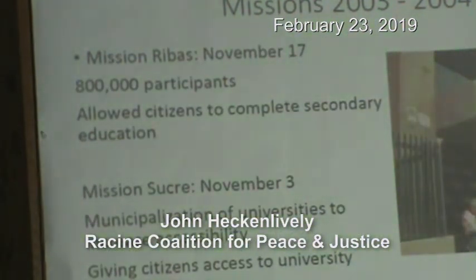Mission Ribas was another education program, and that allowed citizens to complete high school. And then Mission Sucre allowed huge numbers of people, hundreds of thousands, to go to college. Part of it was that they municipalized colleges. They made satellite campuses and so on, so it was easier for people to go to college.